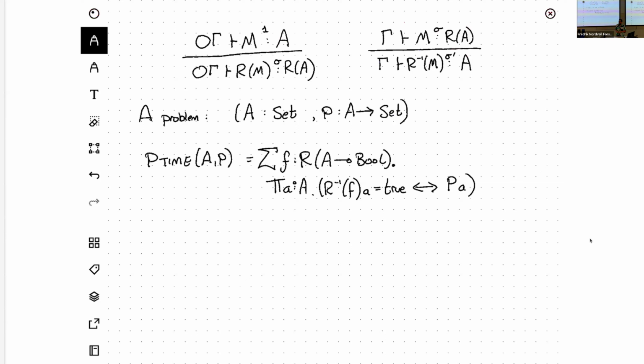That R-1, R inverse, is that a term former or an operation on M? It's a term former. Okay, so there's R and there's inverse R. Yes. And then there's an equational rule that says when they come together, they annihilate. Thank you.